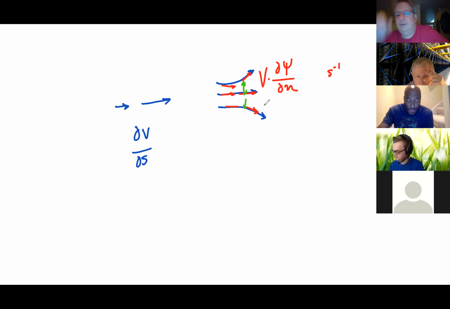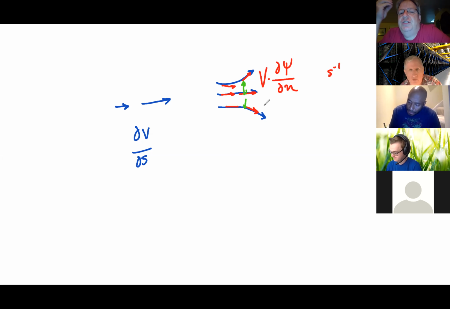So they always assume diffluence is symmetric about some streamline? Yeah, well, I'm just illustrating it. It doesn't have to be symmetric. It's just saying it's the way that it changes.